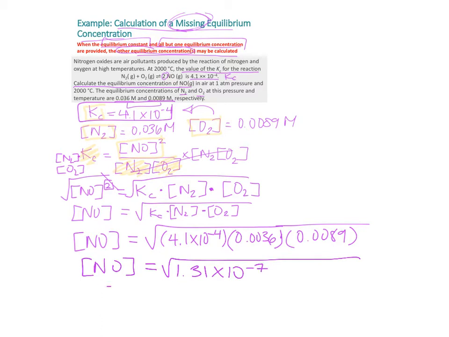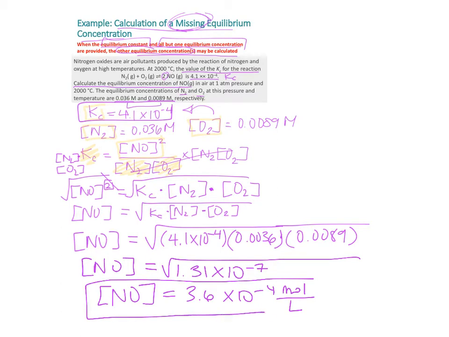And then when you take the square root of it, you will get NO equals 3.6 times 10 to the negative 4th. And in this case, you do have the units of mole per liter or molar, whichever one you want to say, but this is our answer. And you could actually go back and confirm by plugging all these concentrations in to this right here and seeing if you get that same Kc value of 4.1 times 10 to the negative 4th, and you will. So I won't do it here, but just know that you can confirm your answer in that way.